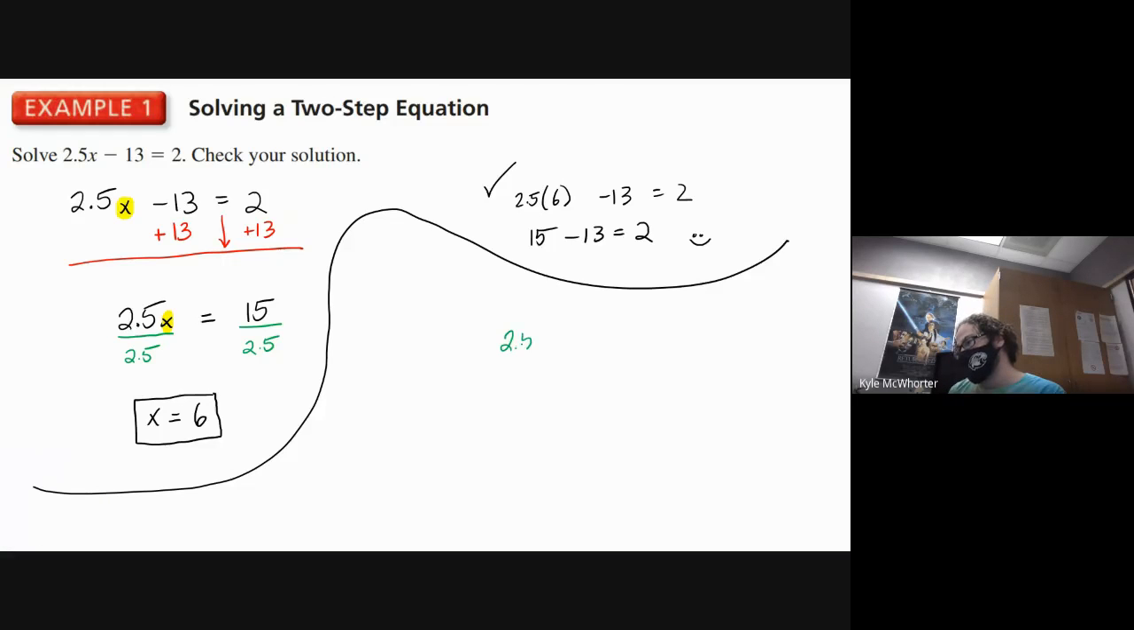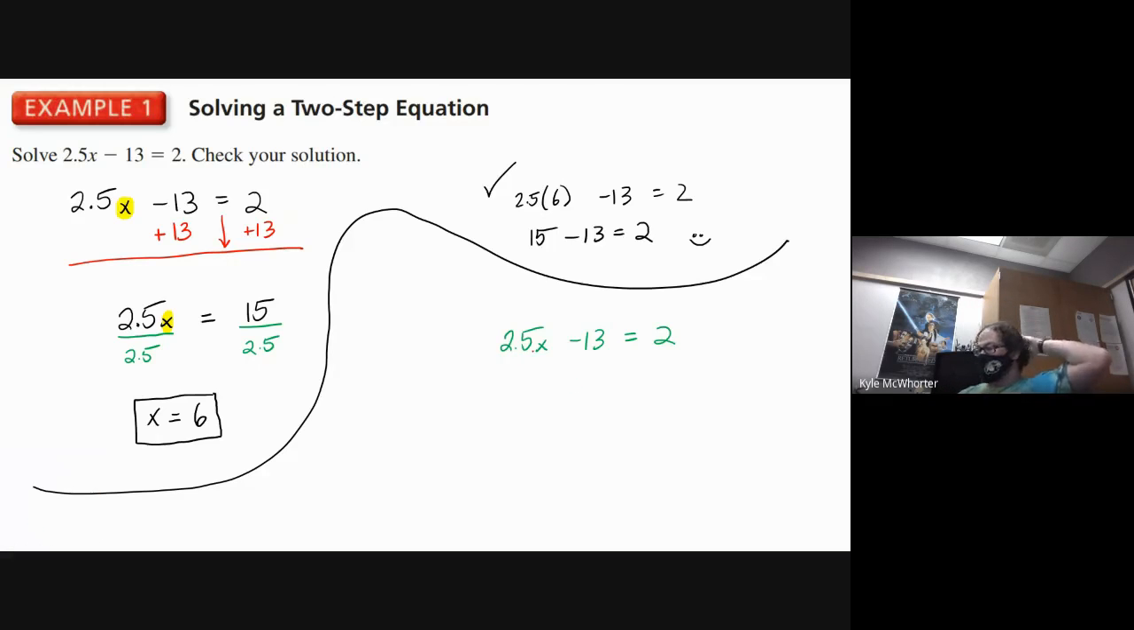Let's say we got 2.5x minus 13 equals 2. Technically, you can do that, right? It's just going to end up being harder. So you don't have to write this part down. I just want to show you why we will undo addition and subtraction before we undo multiplication or division.